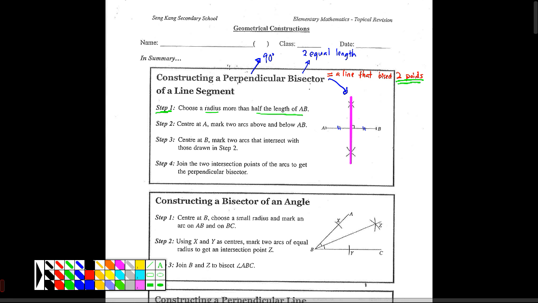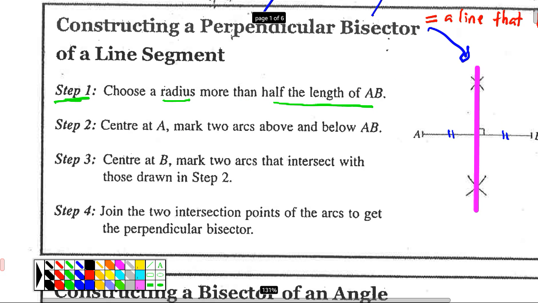So the key word here is you have to open such that it's more than half. Now what do you mean more than half? That means I open big. If this AB is 10 cm, I must open how much? 6, 7, 8. If I open 5, you know what will happen? I open 5, I draw. This will be 5 cm. Will it meet? They only meet at 1 point. Not enough. So I must open more than 5. You understand?